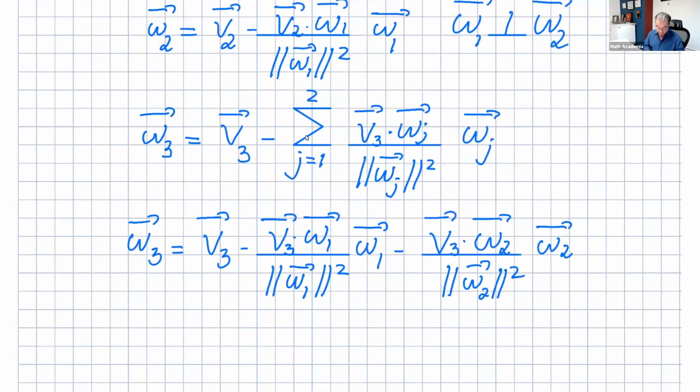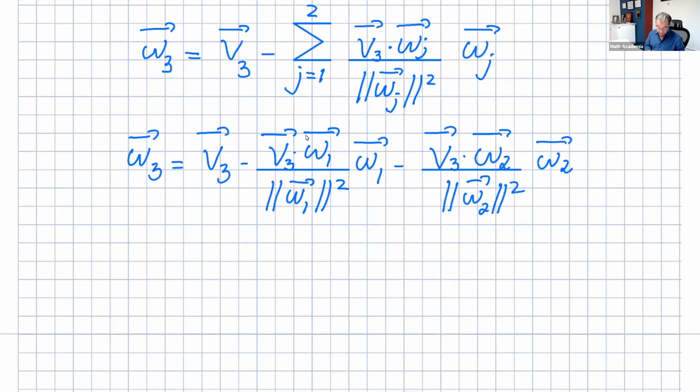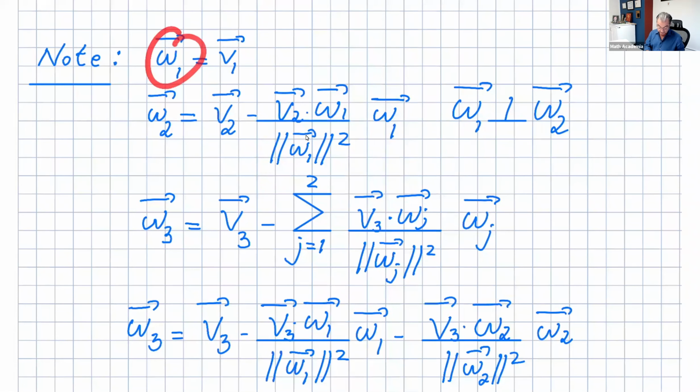If you want to find W3, then that's going to be V3, same number, minus the sum of j equals 1 to 2, and you have to do j equals 1 first and then 2, and I wrote it here. So that can be written as, first we do it with W1, then you do it with W2. So that way you're going to get your 3 vectors. This is if we have 3 vectors in the set.